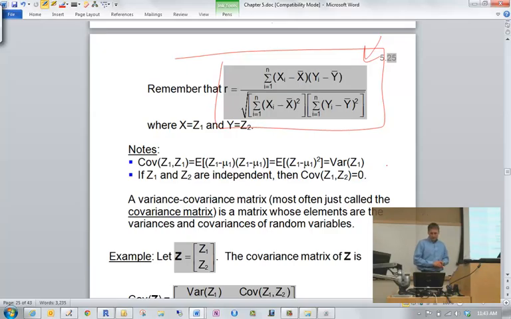Some notes. If I were to look at the covariance of Z1 and Z1, that would mean take the expected value of Z1 minus mu1 times Z1 minus mu1 again. In other words, expected value of Z1 minus mu1 squared. In other words, your variance. Okay? So the covariance between Z1 and Z1 is just the variance of that random variable.